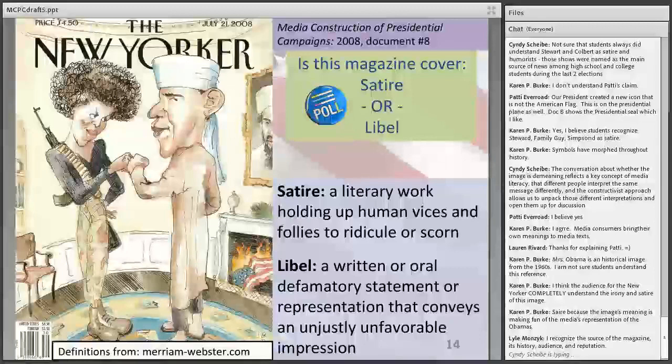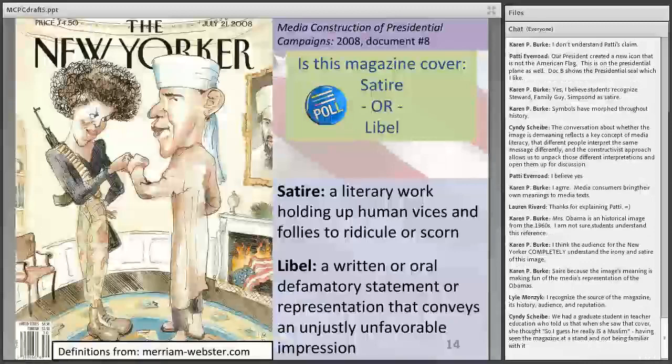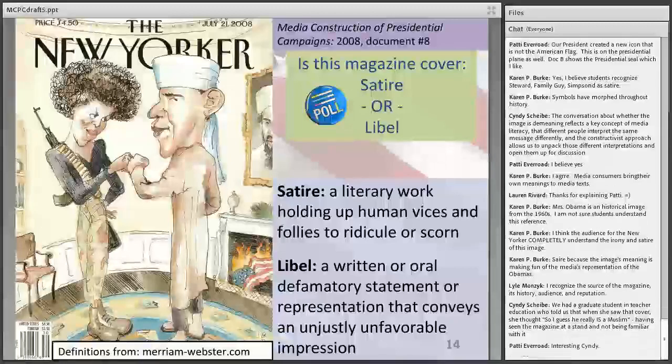So Karen's made a couple of important points here. One is that someone of my generation, I'm in my 60s, will probably recognize some of the symbolism, the iconography here, in a very different way than someone in their teens might, and also react to it differently as a result. Karen's also pointing out that, of course, the audience for The New Yorker might understand this. I might point out that the title of this image was The Politics of Fear, which in itself helps to frame the meaning. But of course, that wasn't on the cover itself. The cover spoke by itself.